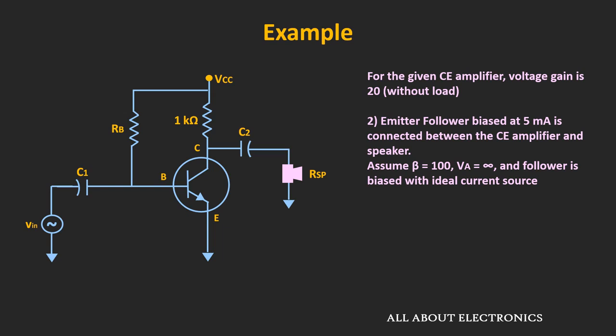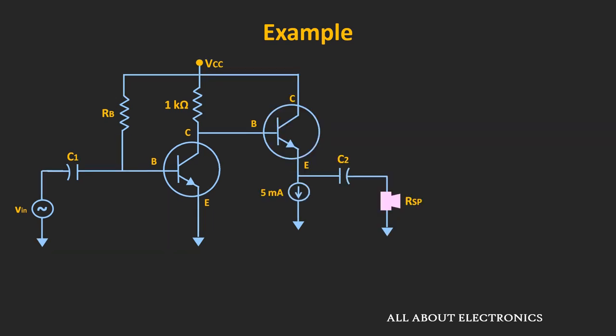So in the second case, the overall circuit would look like this. As you can see, here this emitter follower is connected between the amplifier and the speaker. And here this emitter follower is biased at 5 mA using this ideal current source. So here let's say the voltage at this node is equal to Vx.